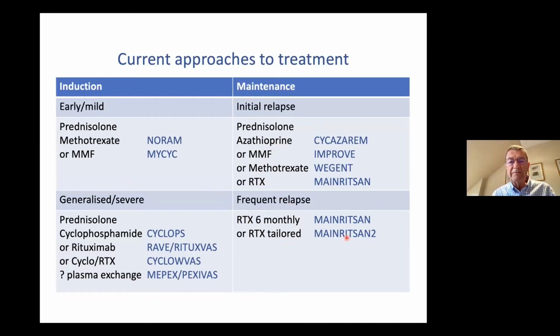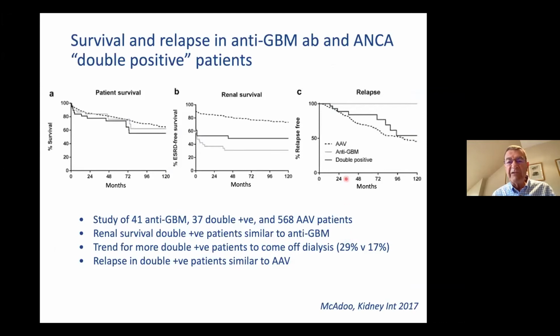So before I sum up, let me just mention briefly the problem of patients with double positive anti-GBM antibodies and ANCA. And these so-called double positive patients sometimes cause confusion in how they should be managed. So we conducted a study in Europe of anti-GBM patients, double positive patients, 41 anti-GBM, 37 double positives, and a large cohort of single positive ANCA vasculitis as a control.